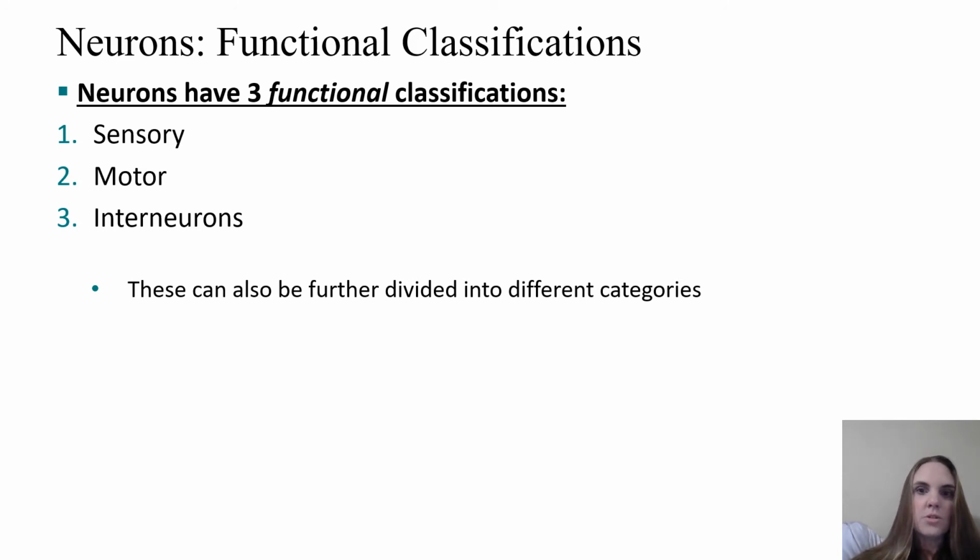So that was the structural classification. We can also have functional classifications of neurons. We have sensory, motor, and interneurons. And then these can be further divided into different categories. Anatomists love to divide things and categorize them.